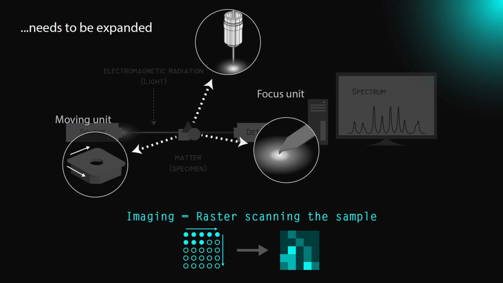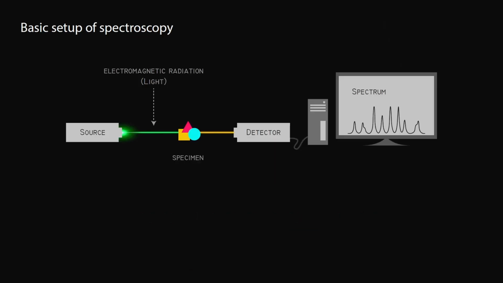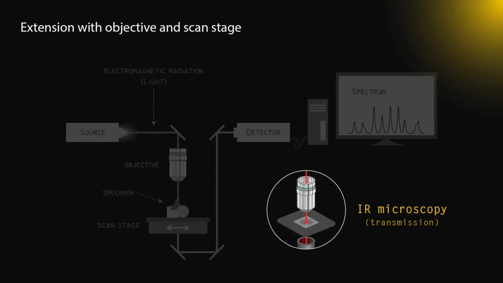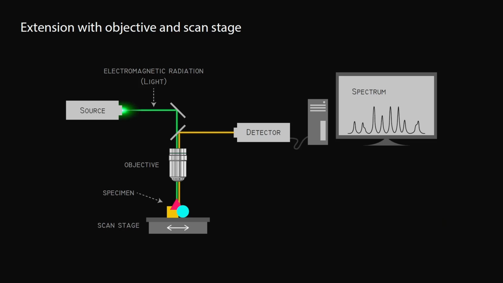On the next slides, I will dive into 5 general experimental setups of how FTIR and Raman imaging can be performed. The first imaging setup extends the basic experiment with an objective resembling a microscopic system and a scan stage. In this first setup, the radiation is passed through the specimen, therefore requiring at least some transparency of the sampled material. This setup is typically used in infrared microscopy, operated in transmission mode. Compared to other imaging setups, the spatial resolution is in the micrometer range and not all materials can be probed due to transparency requirements.